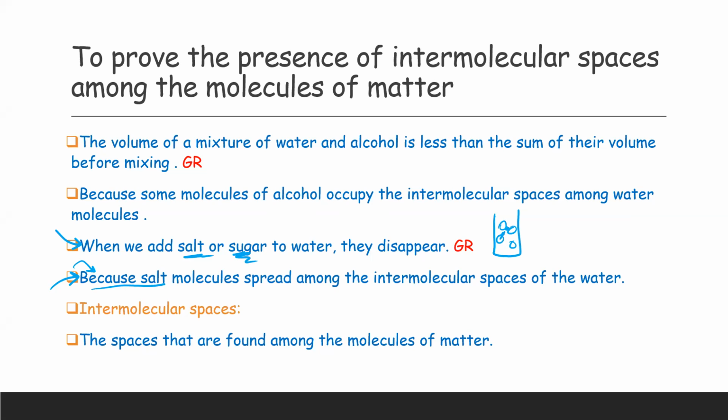Okay. So again, I was saying, why when we add sugar to the water, does the sugar disappear? Because the sugar molecules spread in the intermolecular spaces of the water, because the molecules of water have spaces. So when we add the sugar, they disappear or spread in these spaces of the water molecules. Okay, that's great. Yes, Mariam, you raised your hand.